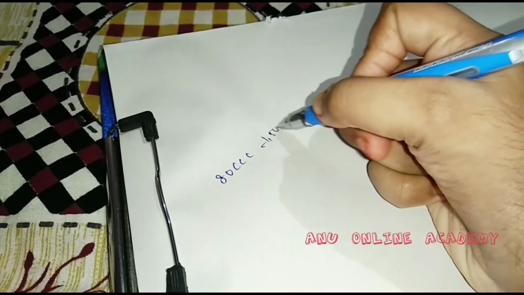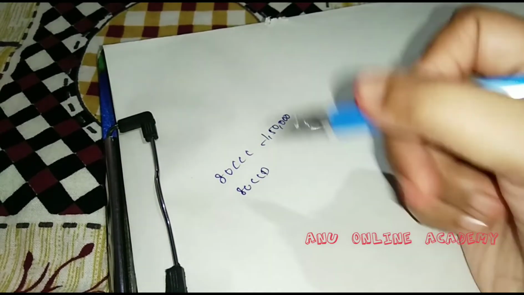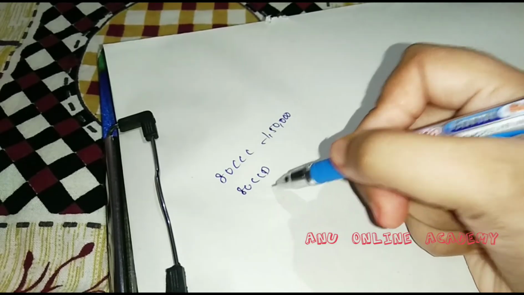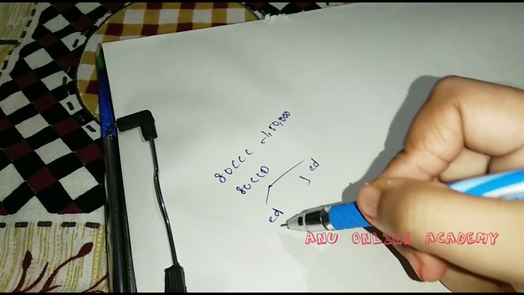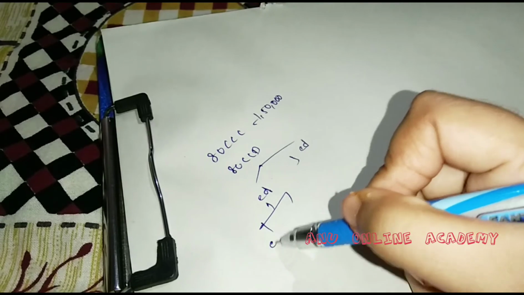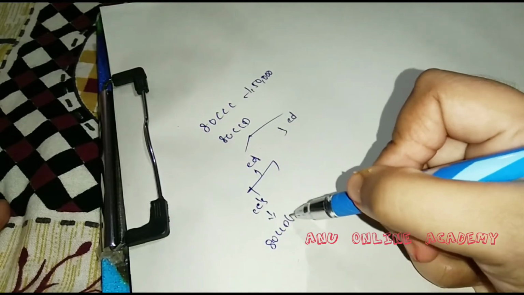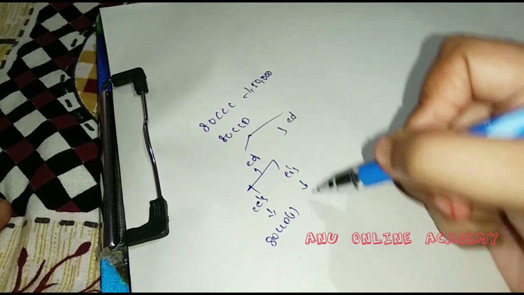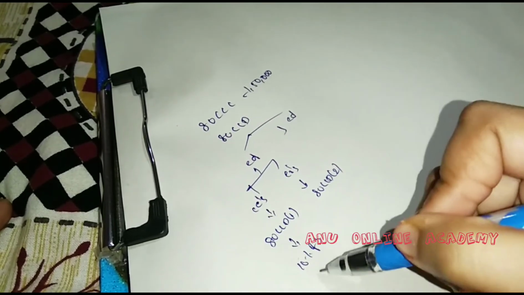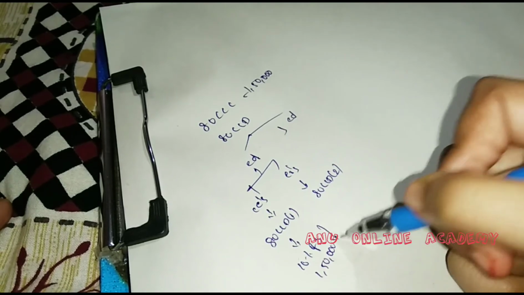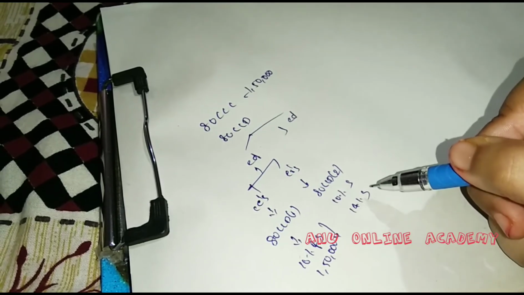Maximum 1,50,000. And see the next section, 80CCD, National Pension Scheme of CG, Tier 1, employed or self-employed. Employee's contribution deduction is under section 80CCD(1). Employer's contribution deduction is under section 80CCD(2). Maximum 10 percent of salary or 1,50,000, whichever is lower.